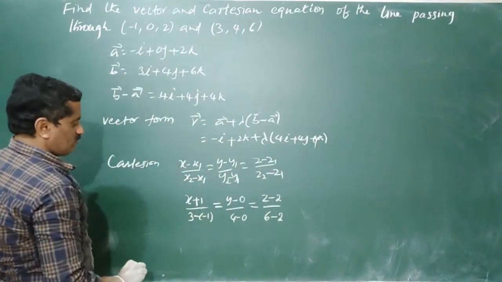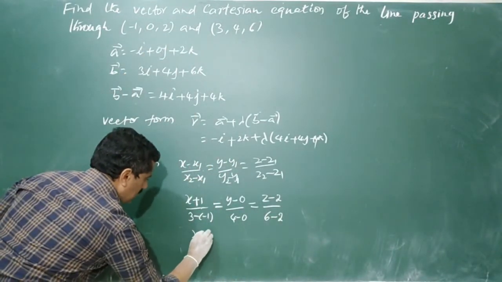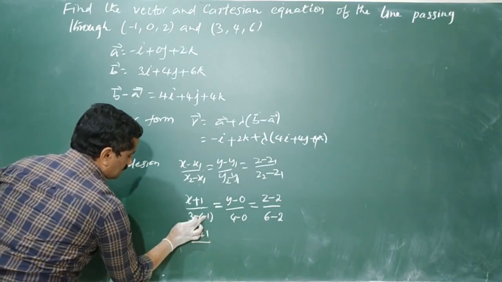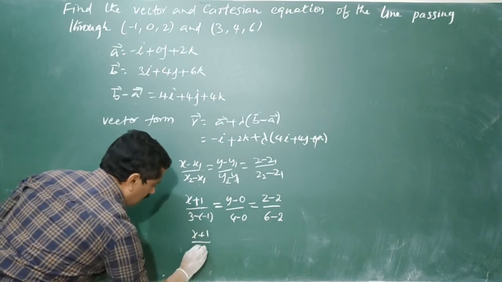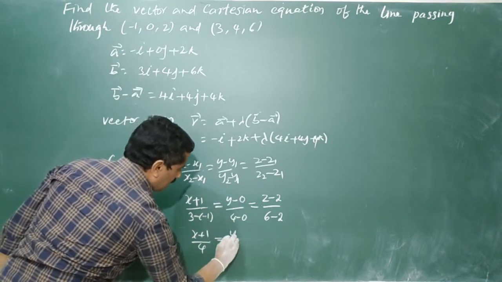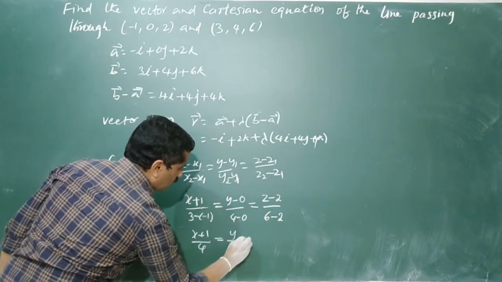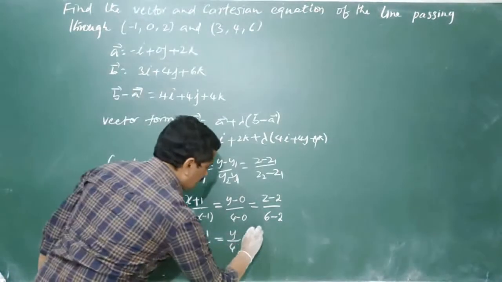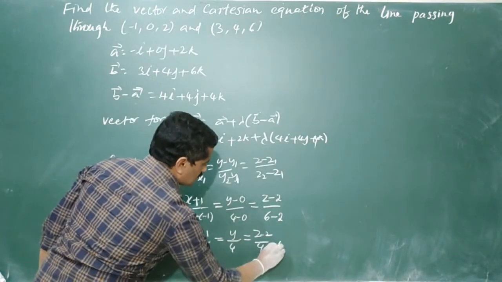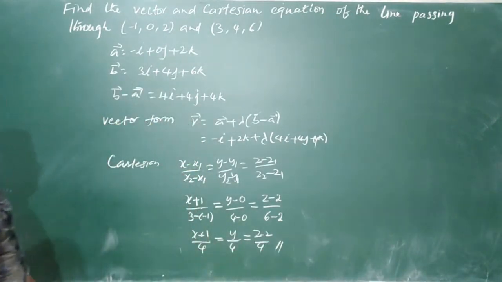Again simplification, we have x plus 1 by, so 3 minus of minus becomes plus 1, so 3 plus 1 we have 4, is equal to y minus 0, we have y, 4 minus 0 we have 4, that is equal to z minus 2 by 6 minus 2 we have 4, which is the Cartesian equation.